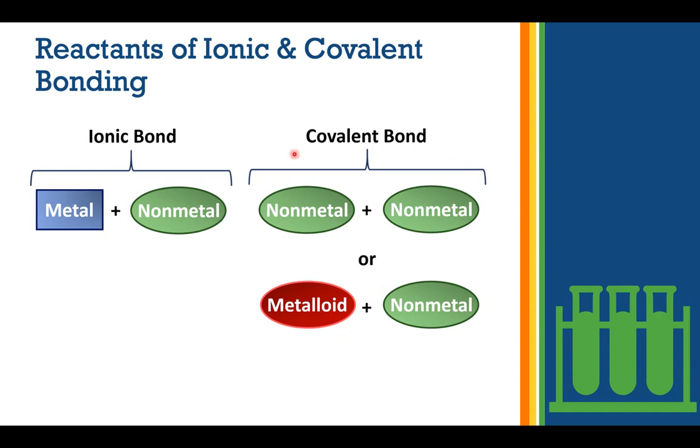If there is a metal present, and you look at your periodic table and there's a metal, then it cannot be a covalent bond. If there is a metal present, it's going to either be a metallic bond or an ionic bond. And metallic bonds are very similar to ionic bonds, but we will discuss that later. Okay, so remember, ionic bonds, metal plus nonmetal. Covalent bonds, nonmetal plus nonmetal, or a metalloid plus a nonmetal.